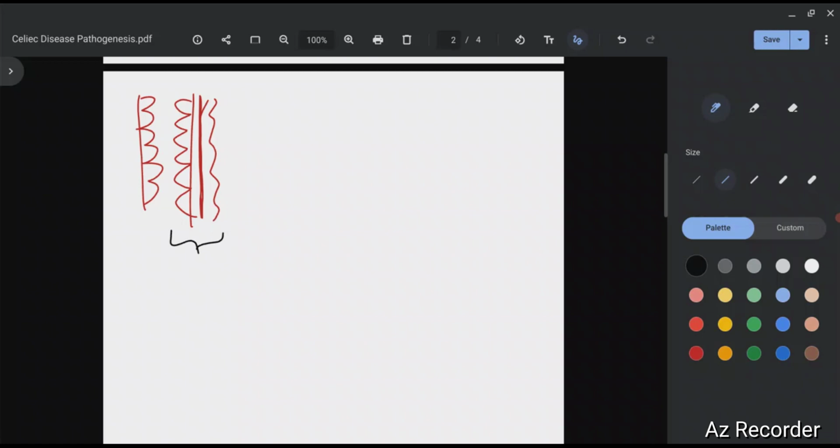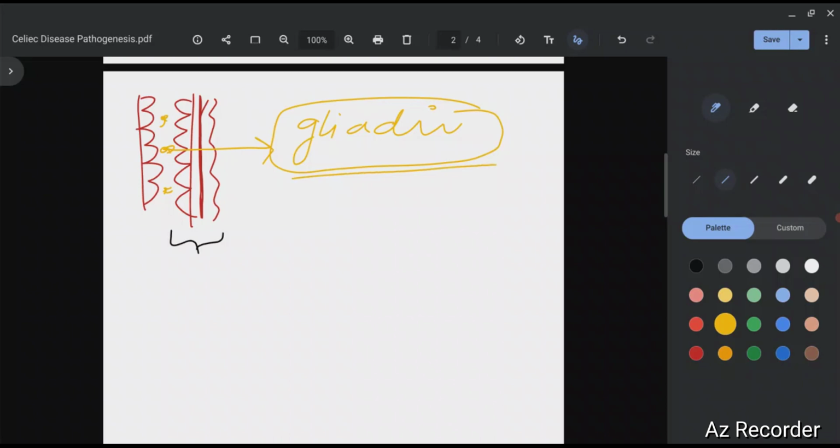So suppose someone ingested gluten, took gluten in the diet, and gluten comes into your intestine. What will happen to gluten? Gluten will be converted to gliadin by the action of enzymes. Certain kinds of enzymes are present in the intestine, which will act on the gluten and convert it into gliadin. Now this gliadin is resistant to further digestion. It won't be digested, and it will stay inside the intestine.